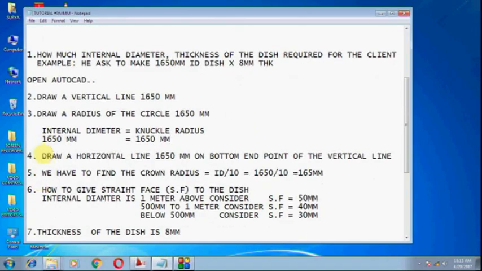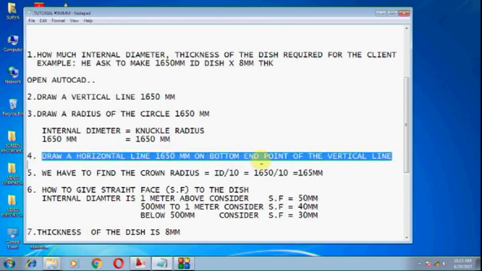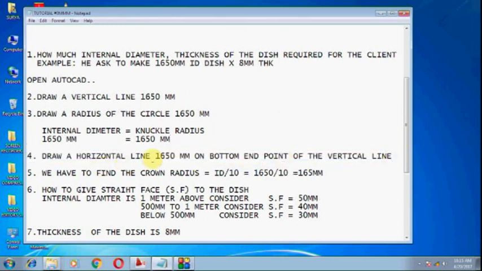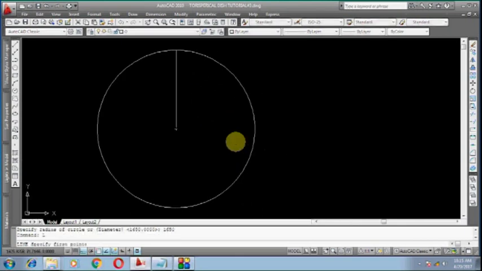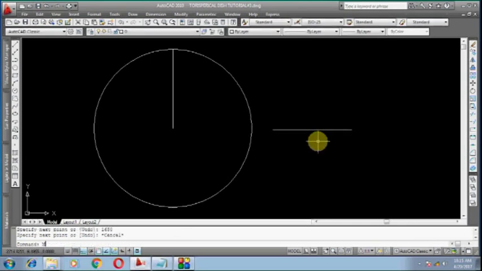Draw a horizontal line of 1650 on the bottom end point of the vertical line. Draw a 1650 line outside of the circle by using the line command. Select the line, select the midpoint of the line and join it to the vertical line end point.